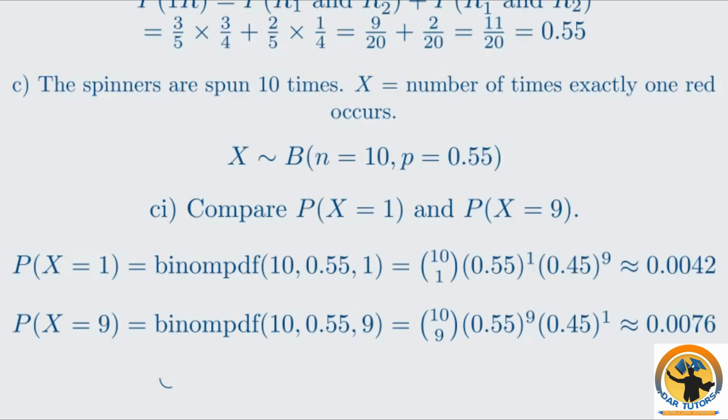Using Binomial PDF, P(X = 1) is 10 choose 1 times 0.55 times 0.45 to the 9, which is about 0.00042. P(X = 9) is 10 choose 9 times 0.55 to the 9 times 0.45 to the 1, which is about 0.0076. So P(X = 9) is more likely.